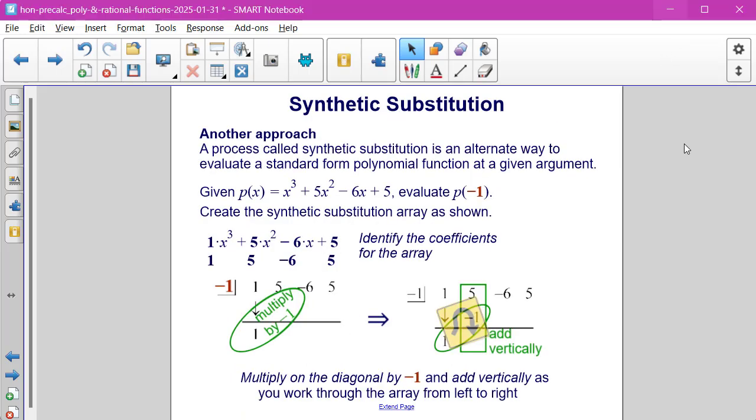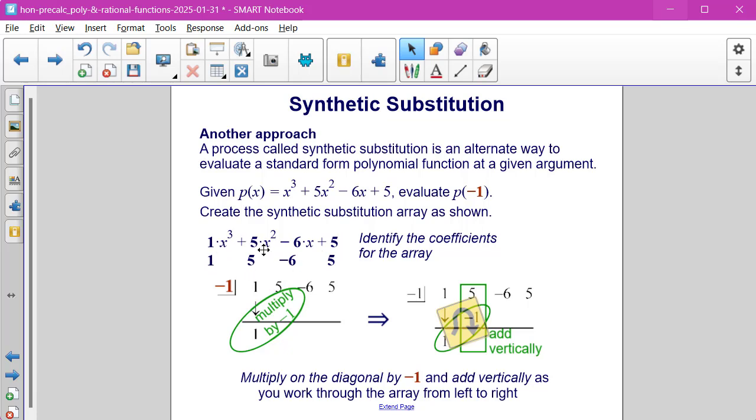Now let's look at another approach. A process called synthetic substitution is an alternate way to evaluate a standard form polynomial function at a given argument. If we have our p of x function and we are asked to evaluate it at -1, we can create the synthetic substitution array as shown below.